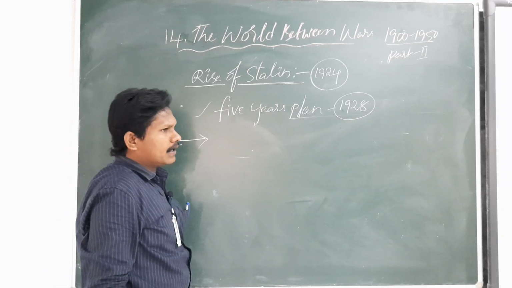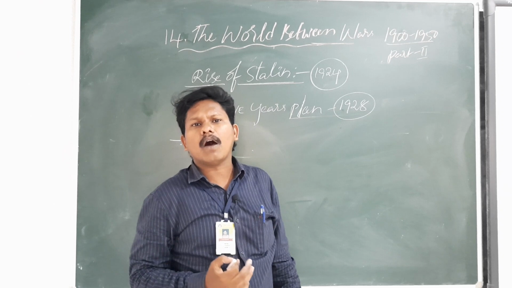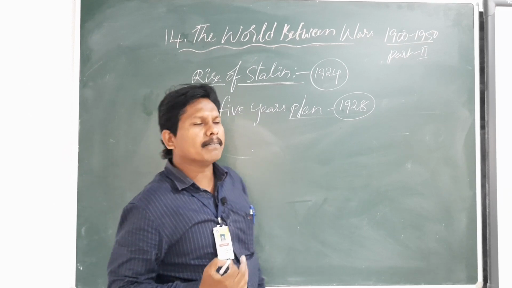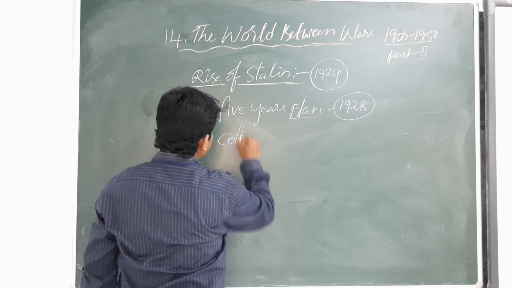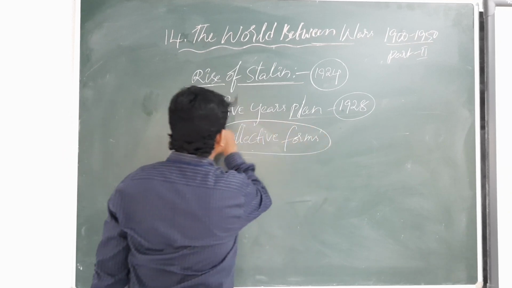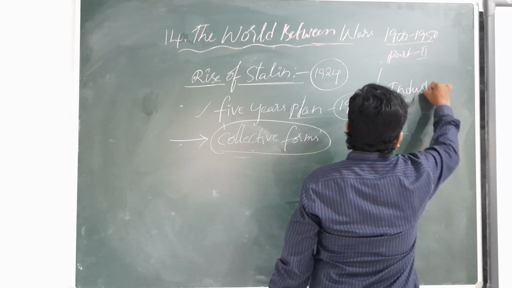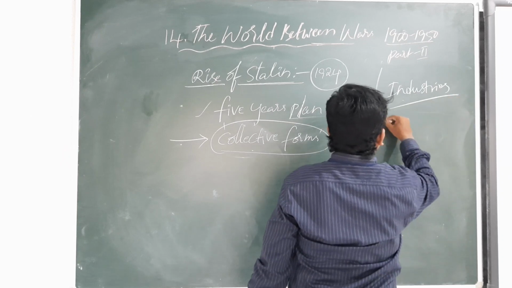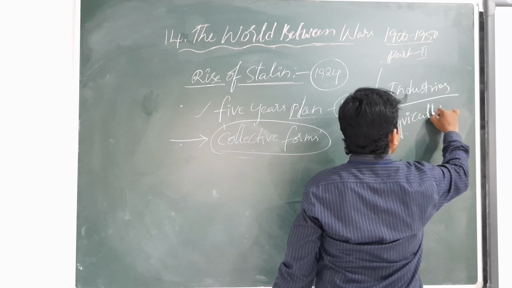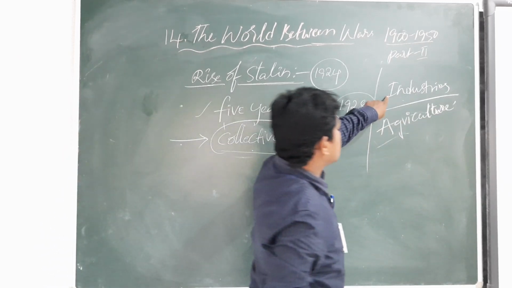And Joseph Stalin forcibly took land from peasants, small farmers and large farmers, and he merged small and large tracts of land, and he formed the collective farms. Another important point is the five-year plan was mainly focused on industries and agriculture.